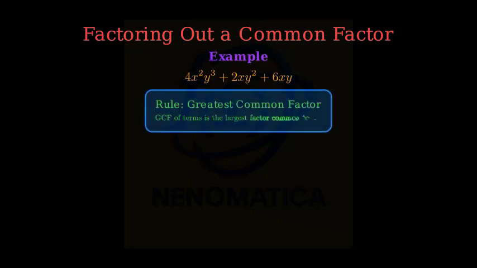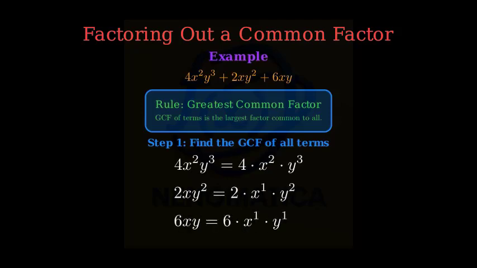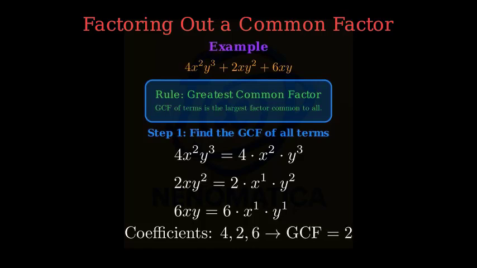First, we need to identify what is common to all three terms: 4x squared y cubed plus 2xy squared plus 6xy. Let's look at the coefficients first. We have 4, 2, and 6. The greatest common factor of these numbers is 2.